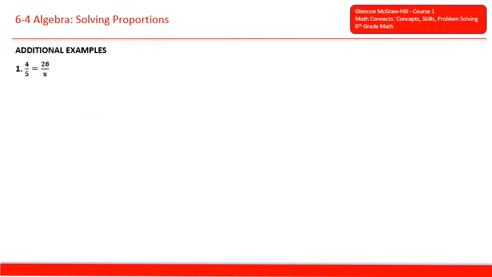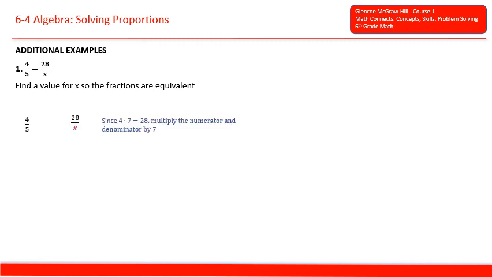Additional examples. Number 1, 4 over 5 equals 28 over x. Find the value for x so the fractions are equivalent. Since 4 times 7 equals 28, multiply the numerator and denominator by 7. So 4 times 7 equals 28. 5 times 7 equals 35. 4 over 5 equals 28 over 35. Since 5 times 7 equals 35, x equals 35.